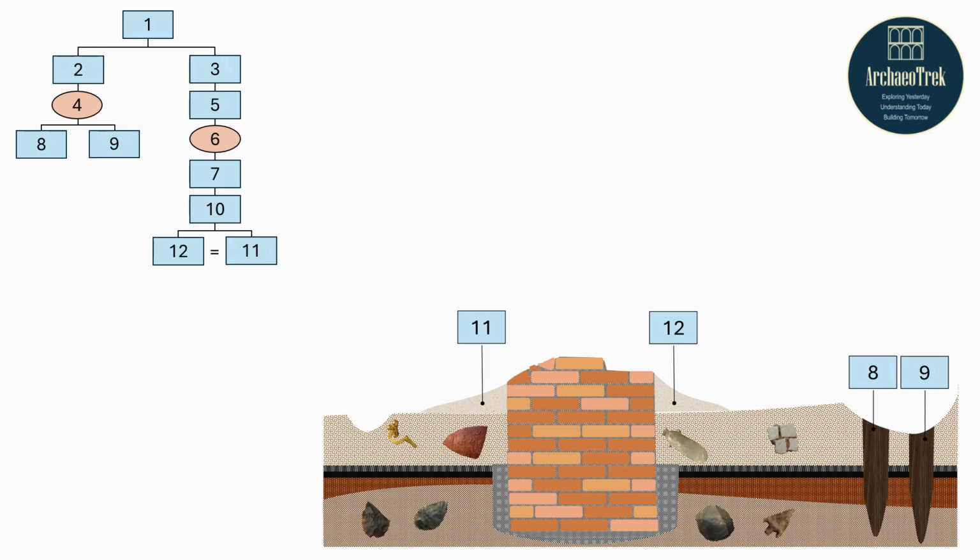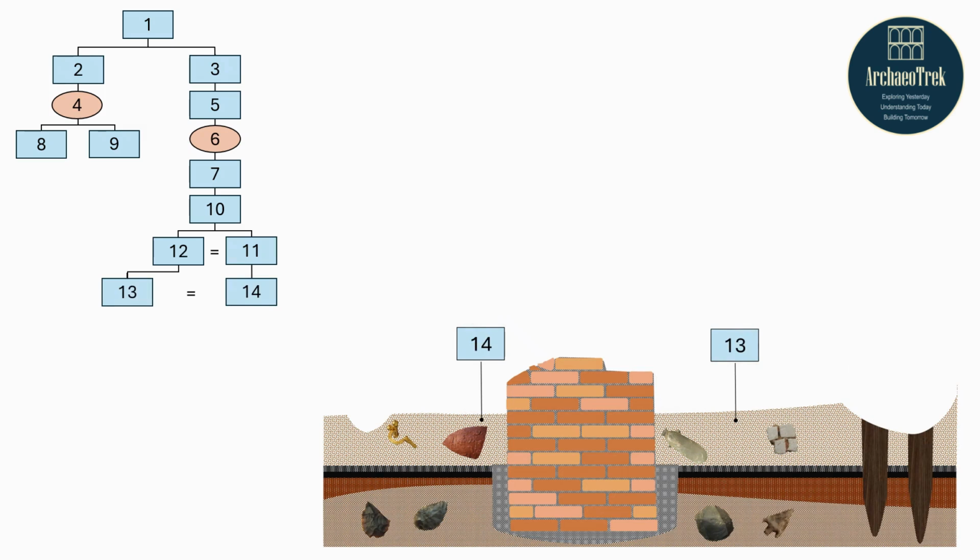The same applies to contexts 13 and 14, which are treated in the same way as contexts 11 and 12. They were recorded separately in the field due to their physical distinction, but following post-excavation analysis, they are interpreted as representing the same deposit and are therefore linked as equivalent in the Harris matrix.